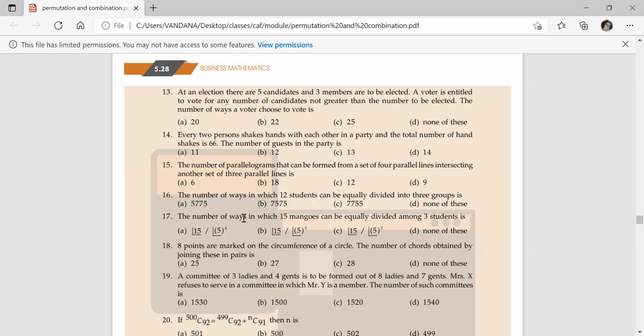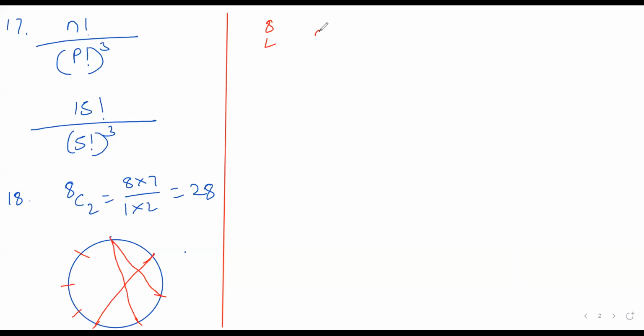19th. A committee of 3 ladies and 4 gents is to be formed out of 8 ladies and 7 gents. Mrs. X refuses to serve in a committee in which Y is a member. The number of such committees. There are 8 ladies and 7 gents. We have to form a committee of 3 ladies and 4 gents.